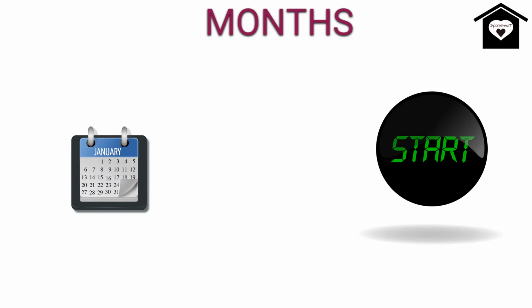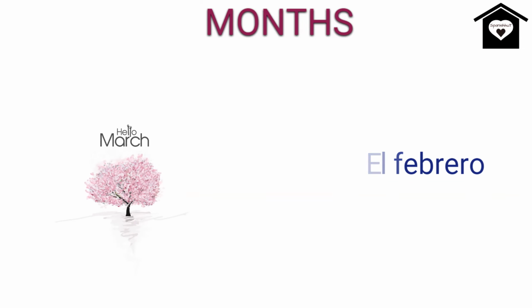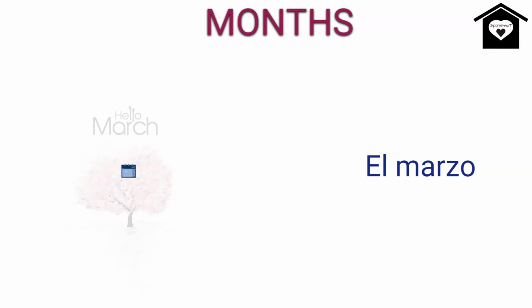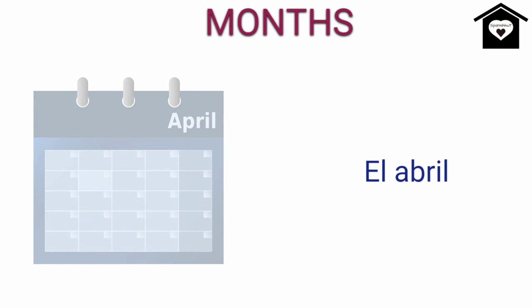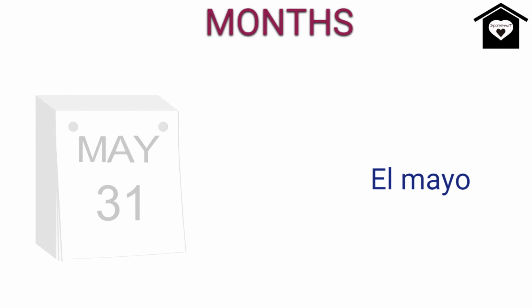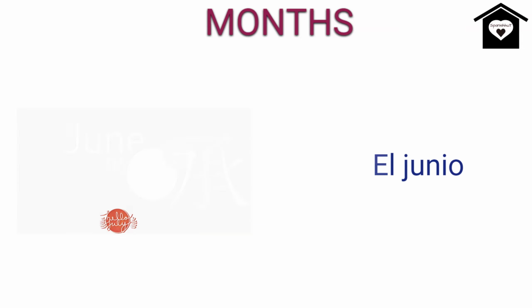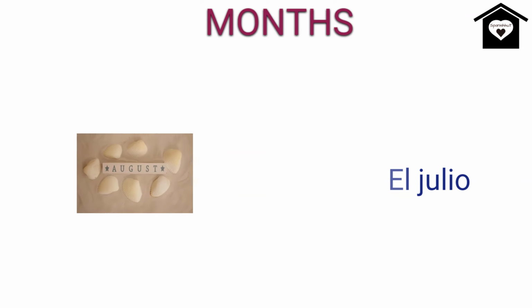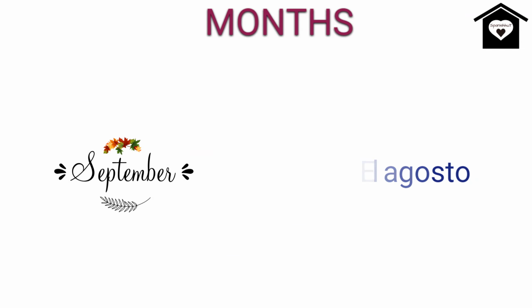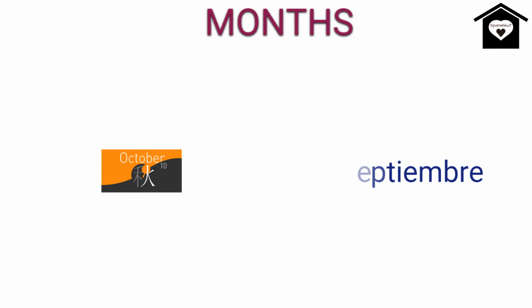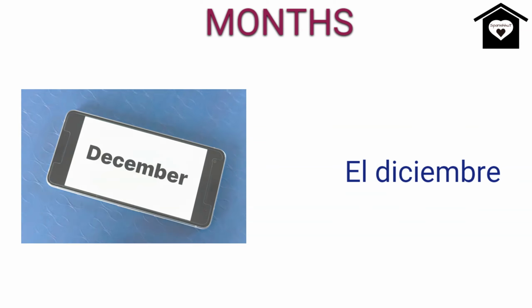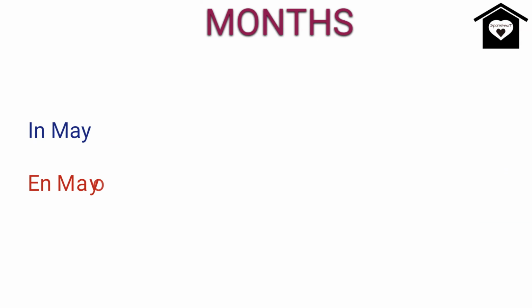Let's start. January, el enero. February, el febrero. March, el marzo. April, el abril. May, el mayo. June, el junio. July, el julio. August, el agosto. September, el septiembre. October, el octubre. November, el noviembre. December, el diciembre.